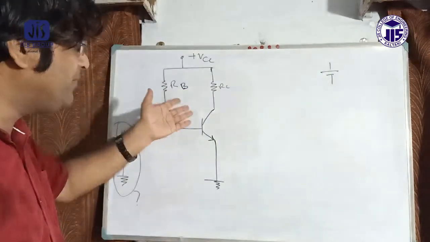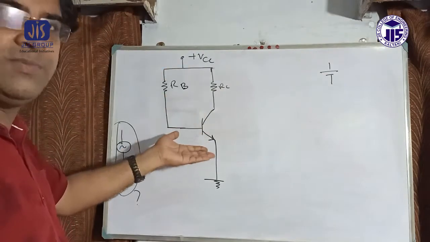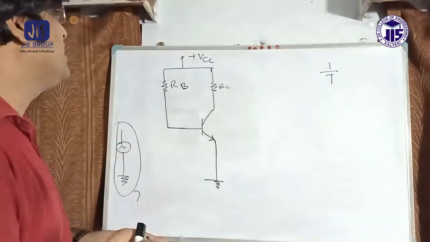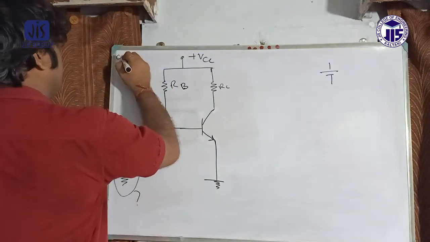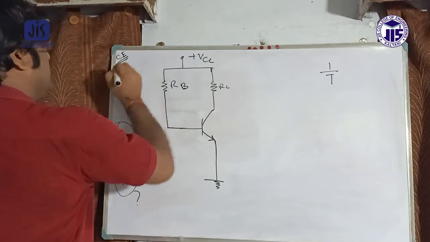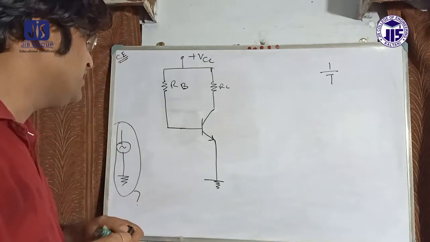You cannot say that because from this circuit I am coming to this particular circuit. So this is a common emitter configuration circuit.